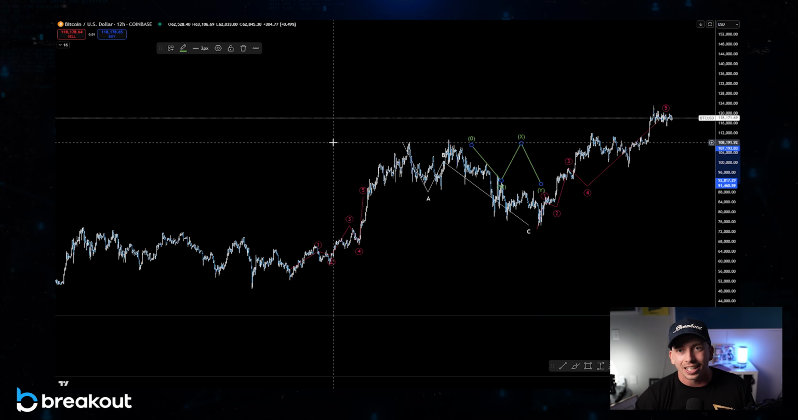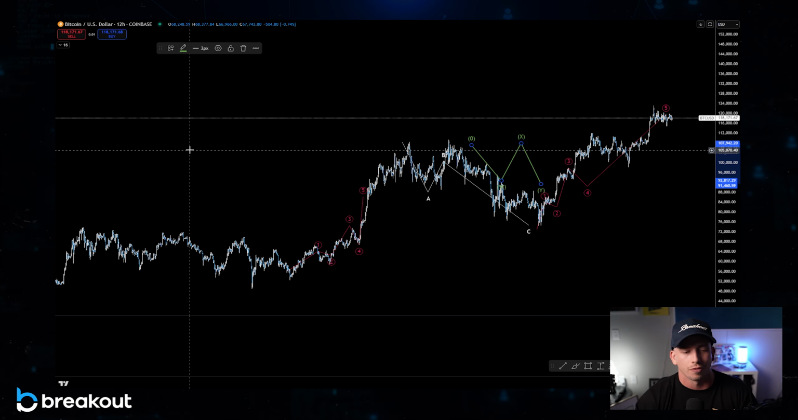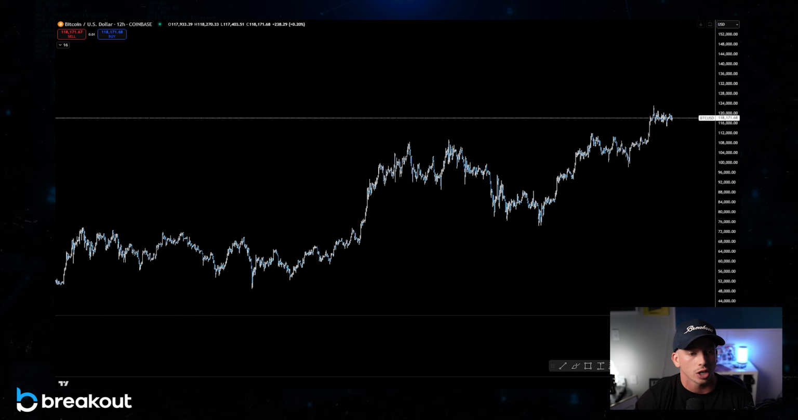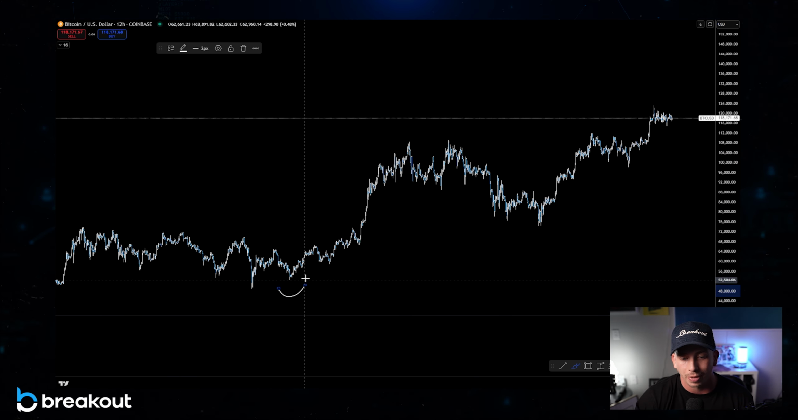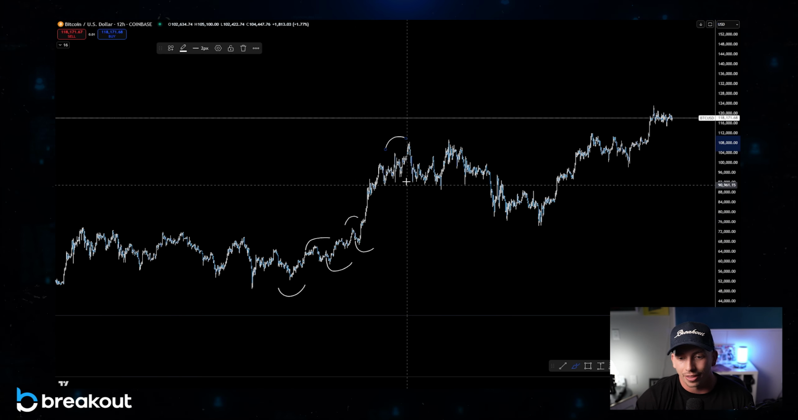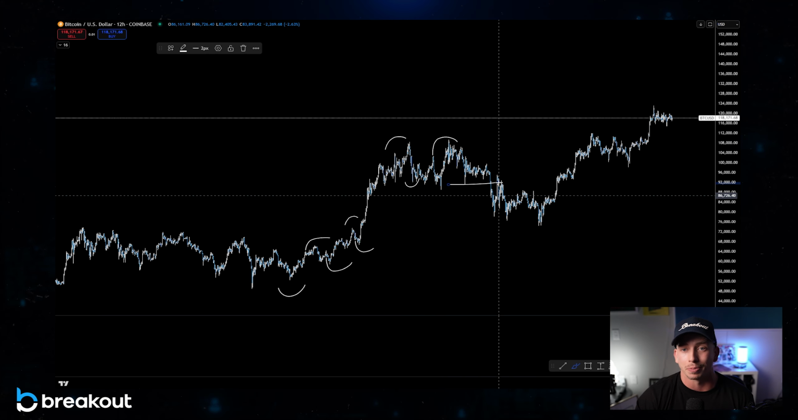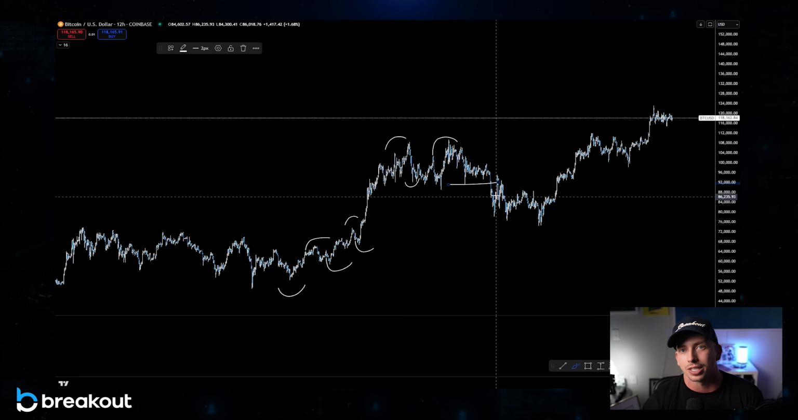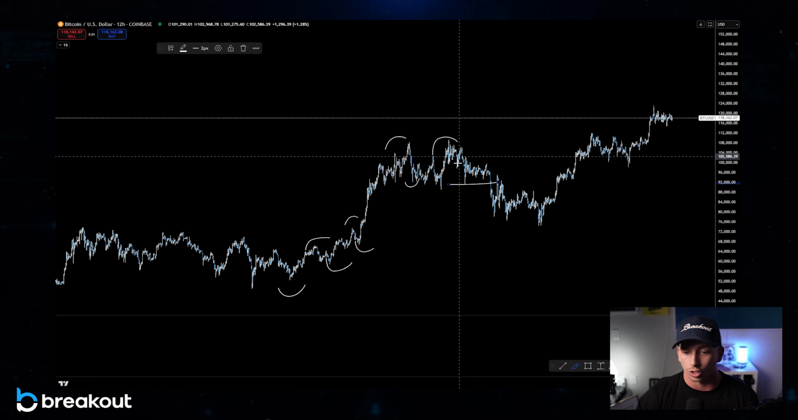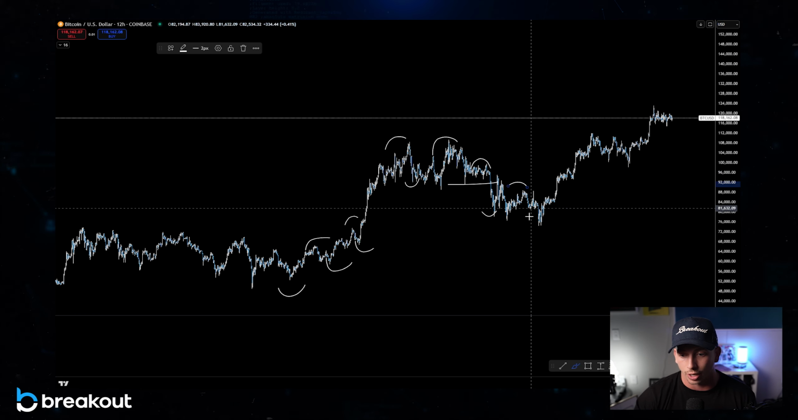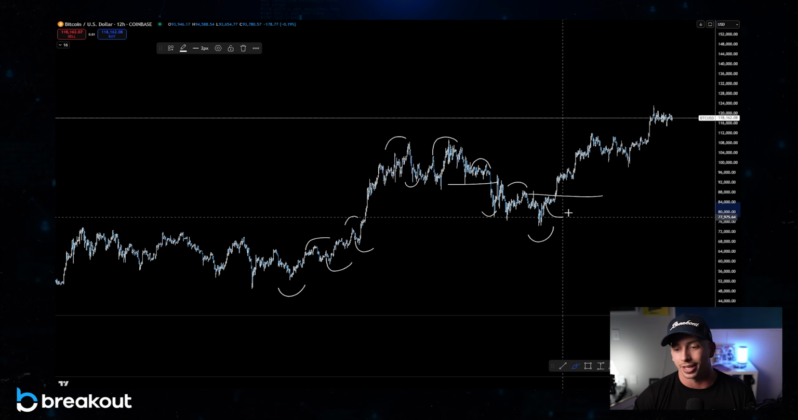And in reality, I think a much simpler way to view the market is by using just market structure itself. The market makes higher highs and higher lows, and then eventually that uptrend stops, and instead of being an ABC 3 wave down correction, it's just a pullback. The market is now downtrending, and then guess what? We get a structure break and it's trending up again.